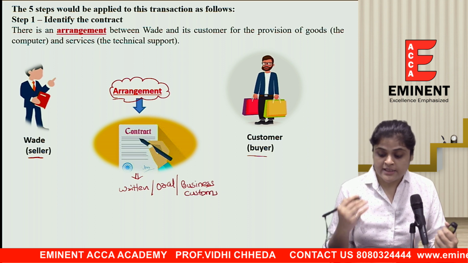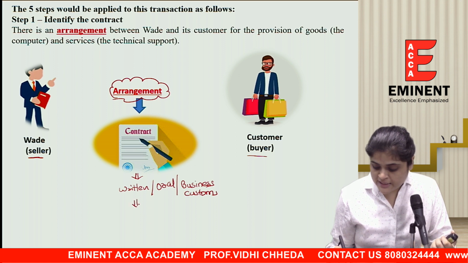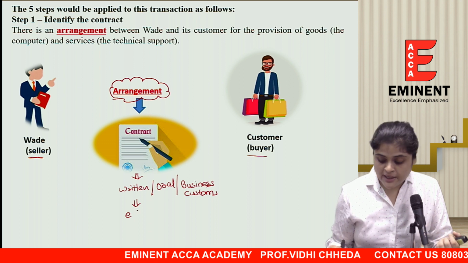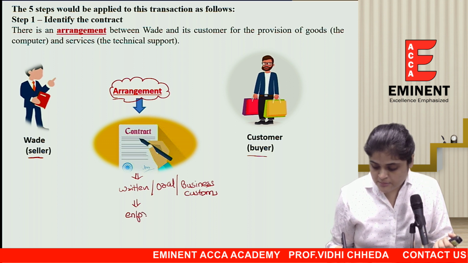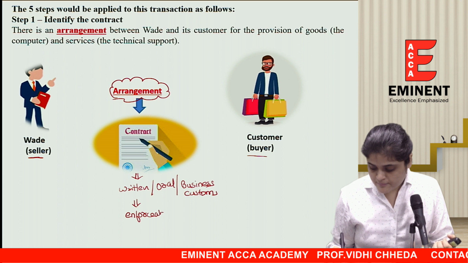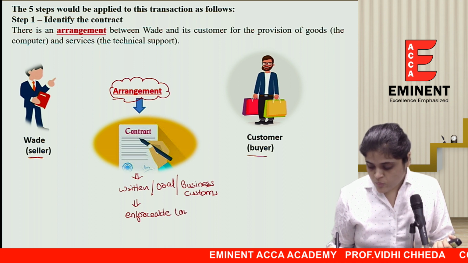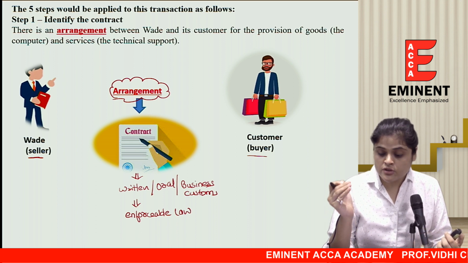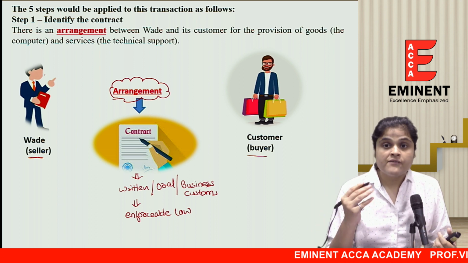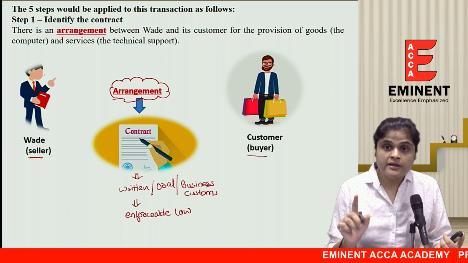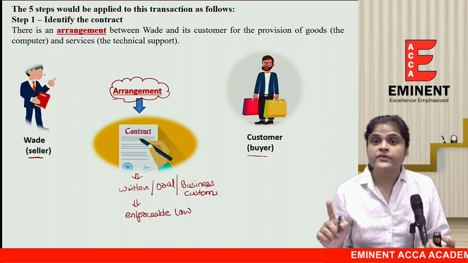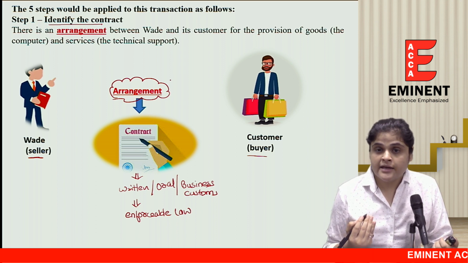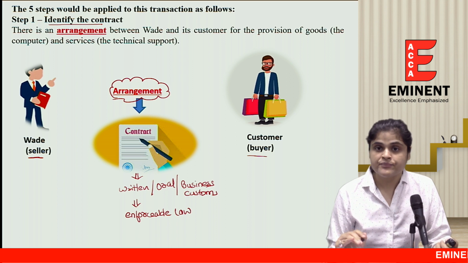But there should be some arrangement, there should be some understanding between the buyer and the seller, and whatever are the terms which are decided between the buyer and seller, it should be enforceable by law. So once the contract is entered into, it makes both the parties binding to the contract. So firstly, yes, there is an arrangement between Wade, who's the seller, and the customer. Okay, so step number 1, we have identified there is an agreement between the two parties.